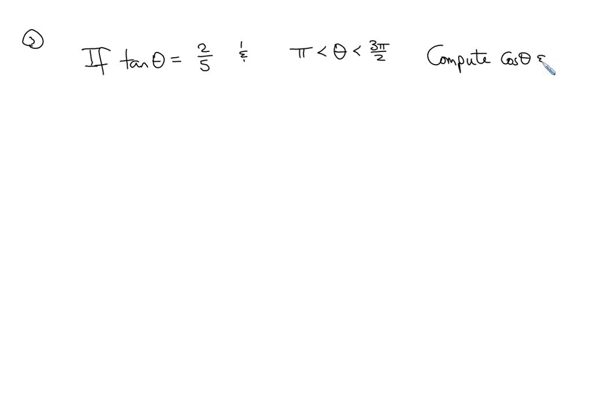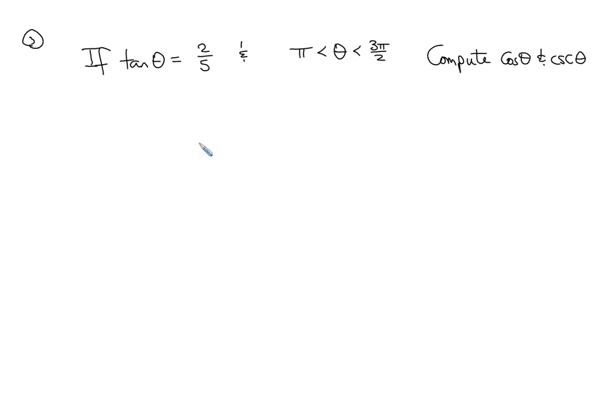Okay. The third example I want to take a look at is the same kind of problem, but now it says if tangent of theta, we're using theta instead of t this time, is equal to 2/5, and they give us theta between pi and 3 pi over 2. And we need to compute cosine theta and cosecant theta.